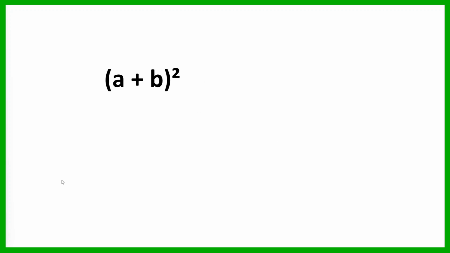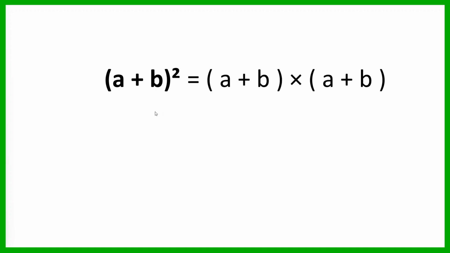When we're squaring a binomial, it means we have something like this: a plus b in brackets, and then that is being squared. Now remember, that actually means a plus b multiplied by a plus b. When you're squaring something, it means that you're multiplying it by itself.